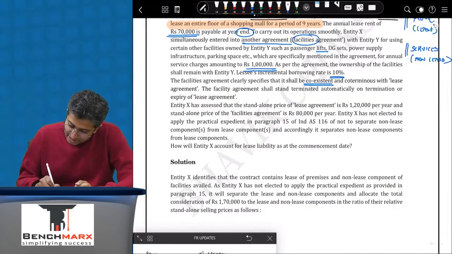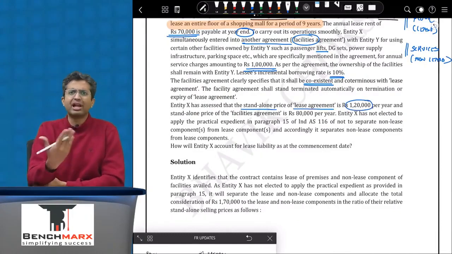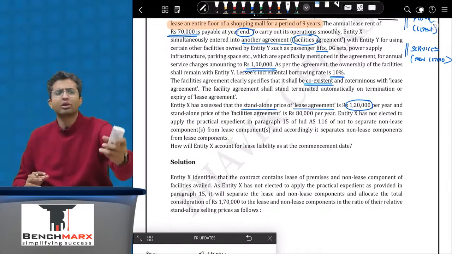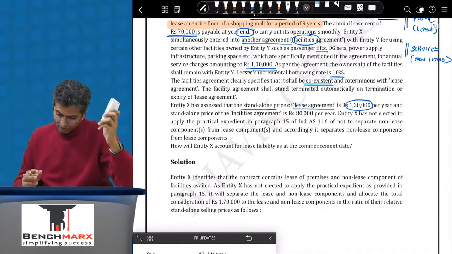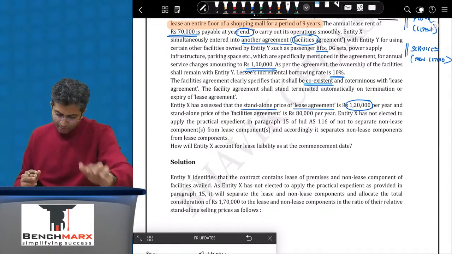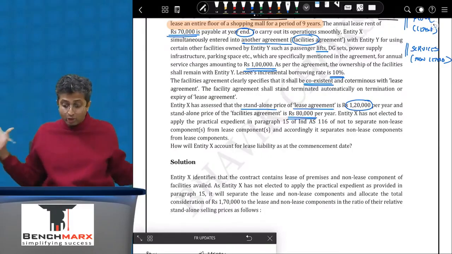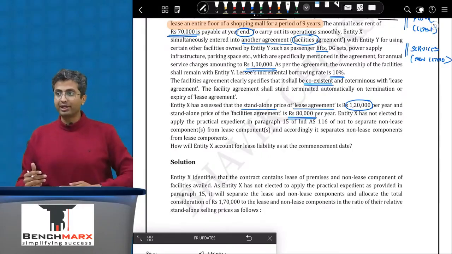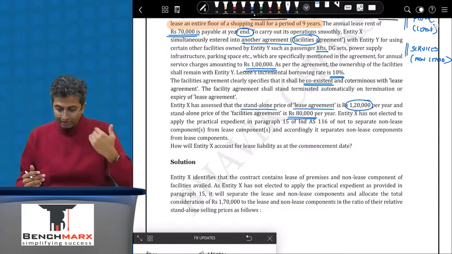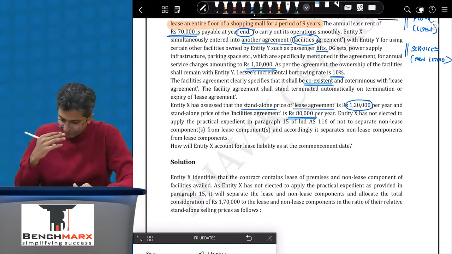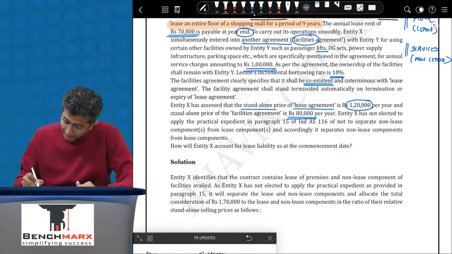Entity X has assessed the standalone price of the lease agreement as 1,20,000. Now, as per the agreement, you are paying 70,000, but that does not really matter. As per the agreement, you can say that it is free as well, the entire floor. That does not really matter. Okay. And the standalone price of the facilities agreement is 80,000. So if you had entered only the lease, you would have paid, let us say, 1,20,000. If you would have entered into only facilities, you would have paid 80,000. Okay. Maybe if you are taking both of them, you might get a combo discount as well.